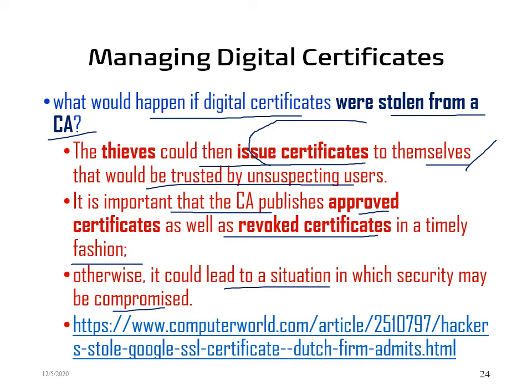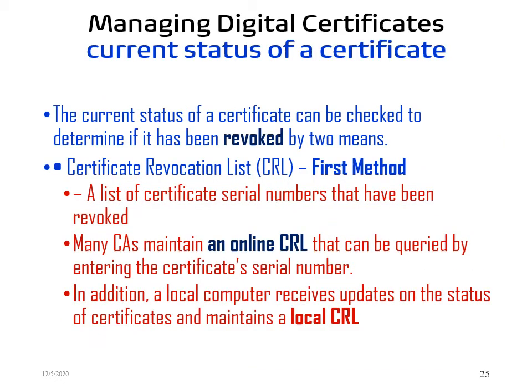So what we have seen so far is that there are three components used for managing digital certificates. Digital certificates come from a trusted third-party center that is used for avoiding non-repudiation. The current status of a certificate can be checked to determine if it has been revoked by two means. So how can the revocation be done? Certificate revocation list, CRL, is the first method. It consists of the list of certificate serial numbers that have been revoked recently.